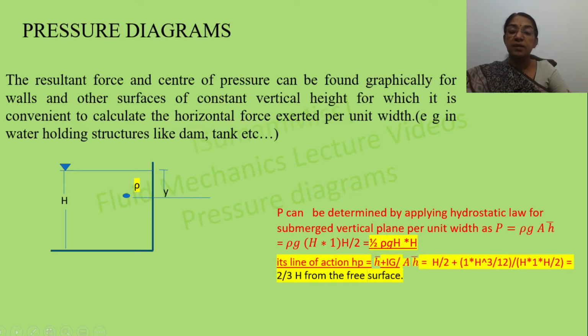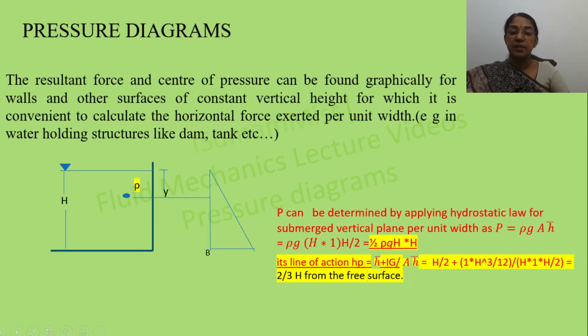So h bar is equal to h by 2. If you are substituting and simplifying, you will get center of pressure equal to 2 by 3 h from the free surface. Now compare this calculation by drawing the pressure diagram. Since it is a free surface, pressure equal to 0 here, and it increases, and it is the maximum at the bottom. If you are drawing the pressure diagram, it is triangular in shape.